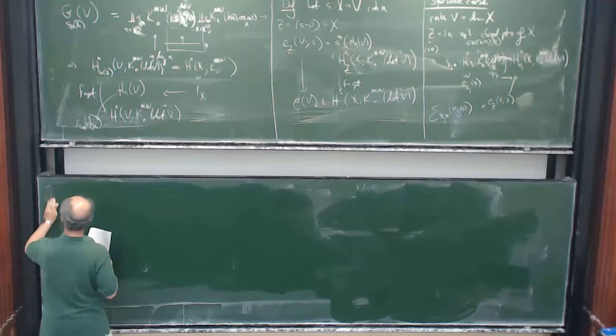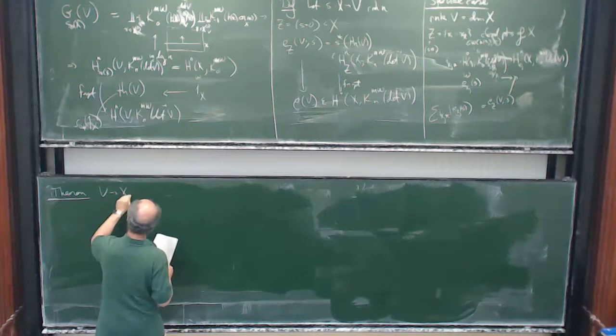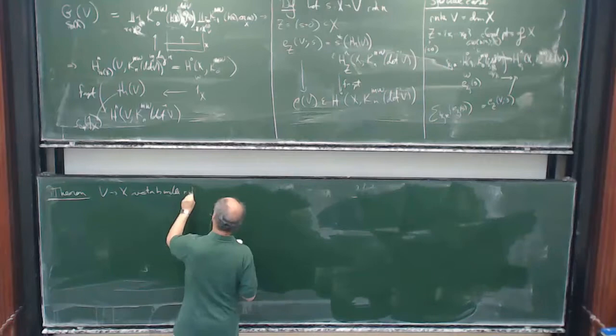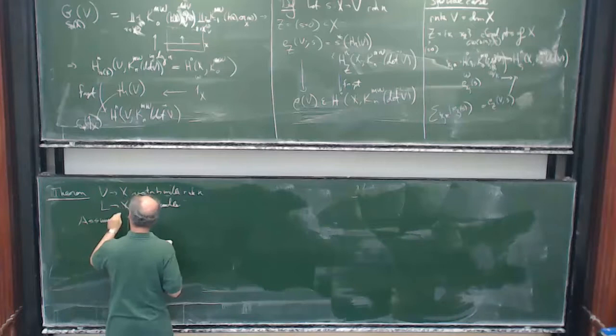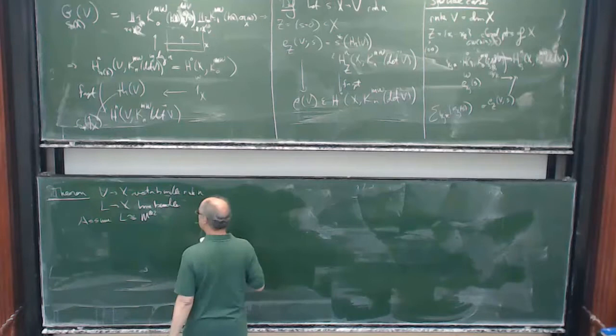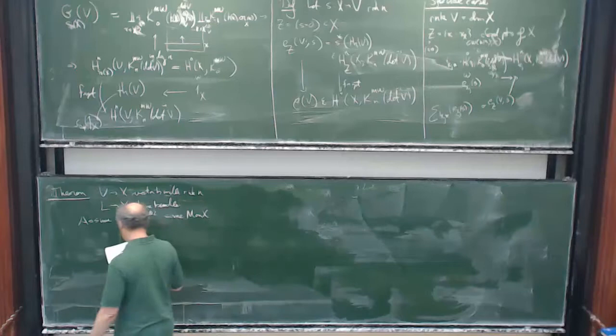Okay, so what about the twist? We have the following theorem. Again, V to X a vector bundle of rank n, L to X a line bundle. And let's assume that L is isomorphic, or we actually fix an isomorphism of L with the square of some other line bundle M on X. Okay, we assume it's a square line bundle.